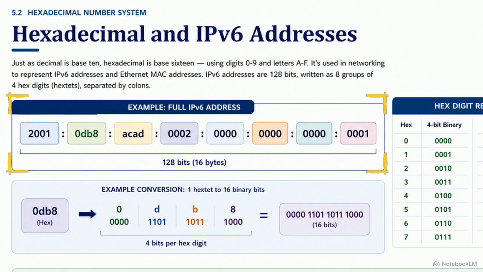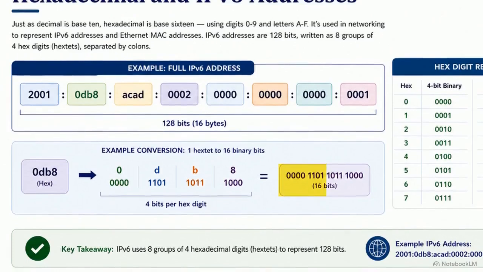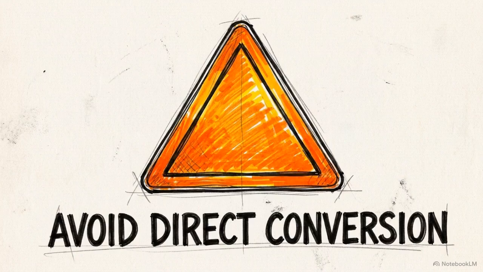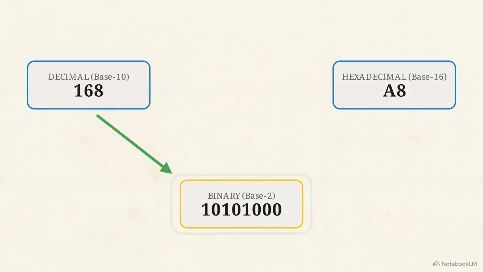This graphic shows a full IPv6 address, and its extreme length demonstrates exactly why we use hexadecimal. Base 16 formatting compresses massive binary strings into something manageable. Before calculating, keep this critical rule in mind to prevent errors. Never attempt to convert decimal directly to hex. Always convert your number to binary first and use it as the middleman.